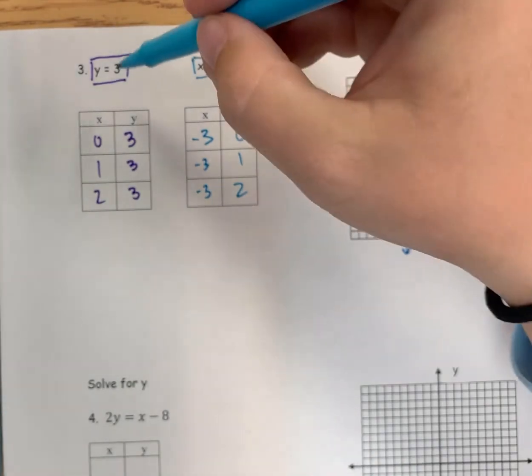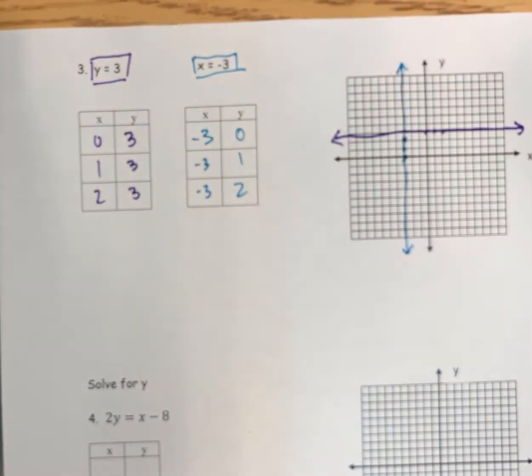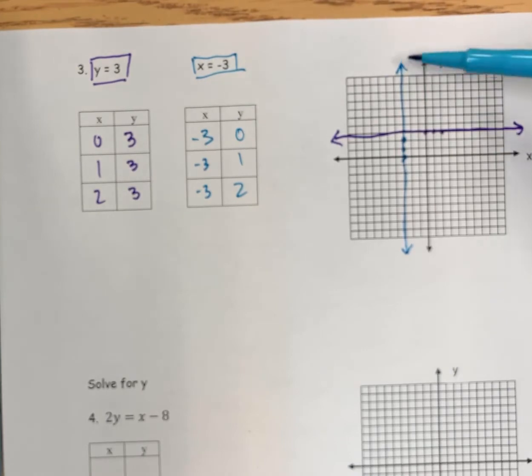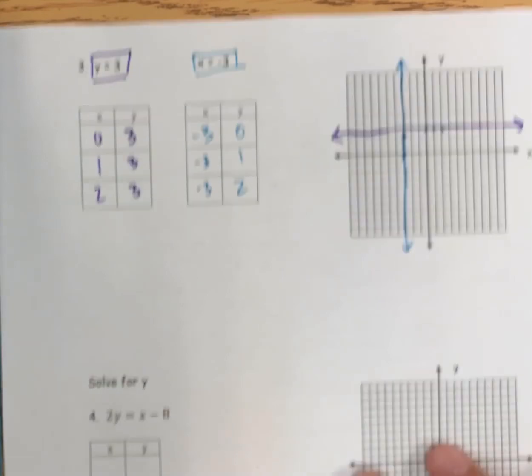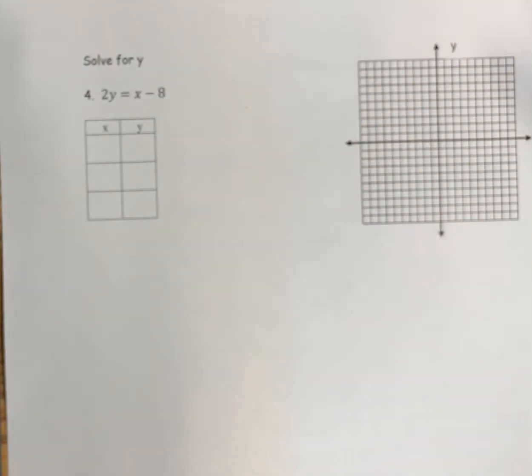So when you have y equals a number, it will always be a horizontal line going through that point. When you have x equals a number, it will always be a vertical line going through that point. Okay, so those are those two specific situations. Awesome. All right, we got one more example, and then that's it for these notes for today.